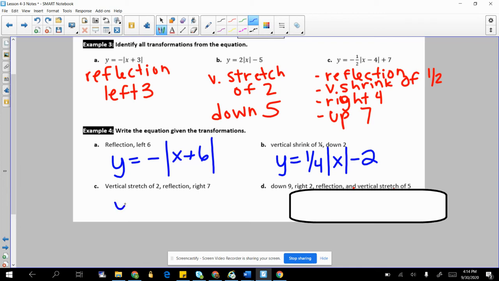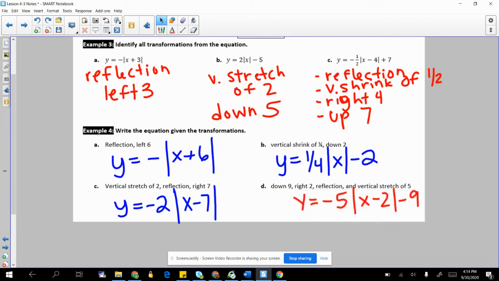Okay, and next one. A vertical stretch of 2, a reflection, and right 7. So again, reflection goes first, vertical stretch of 2, and then right 7 would look like x minus 7 inside the absolute value bars. Okay, so again, go ahead and try your own here. And this one should look like y equals a negative because there's a reflection, 5 because of the vertical stretch, then the absolute value bars, x minus 2 because to the right 2, and minus 9 because down 9.